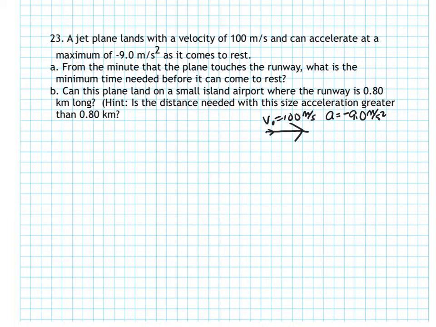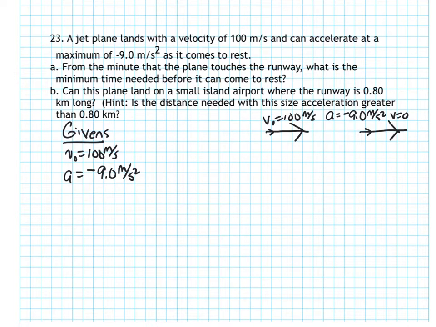Meters per second squared as it comes to a rest. So the plane's somewhere over here, big front wings, little back wings, and velocity is equal to 0 where it comes to a rest. Now let's list our givens. The initial velocity is equal to 100 meters per second. The acceleration, it's slowing down, so it's negative 9.0 meters per second squared. And the final velocity is equal to 0.